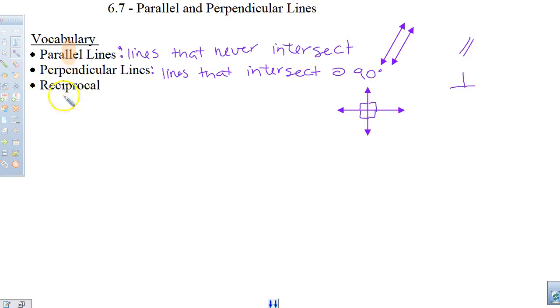And then last but not least, the word reciprocal should sound familiar. We've gone over this in the past. If you were to write a reciprocal of a number, say we're starting with the fraction 2/3, the reciprocal of 2/3 would be 3/2. You switch the numerator and the denominator around to have the reciprocal.